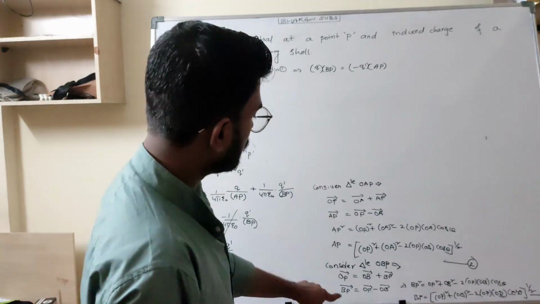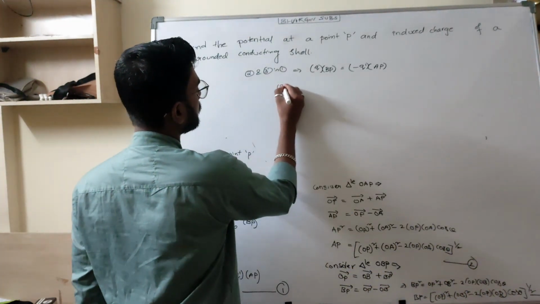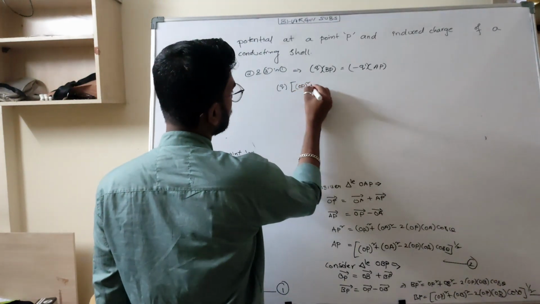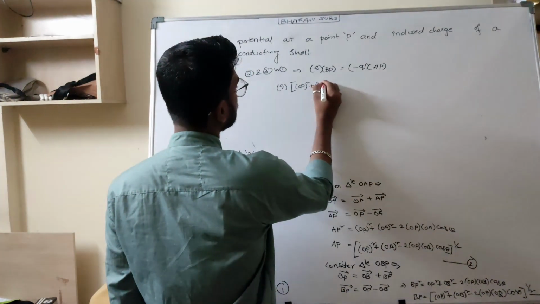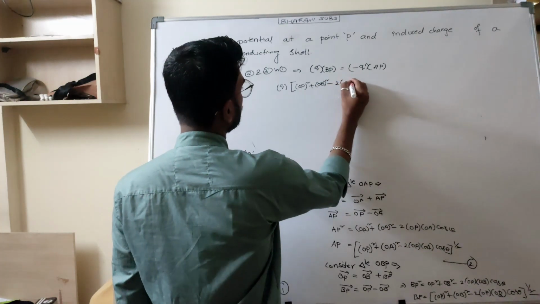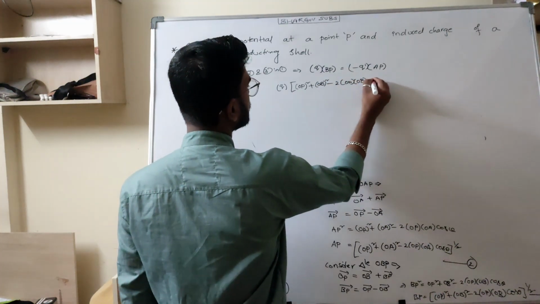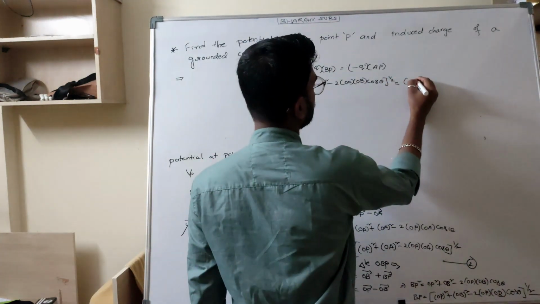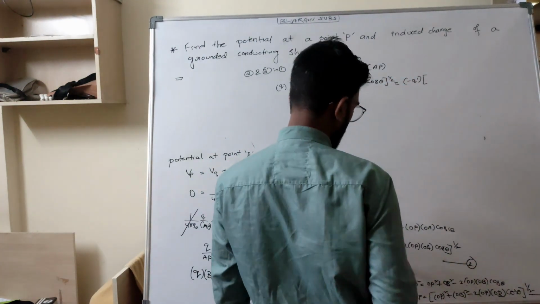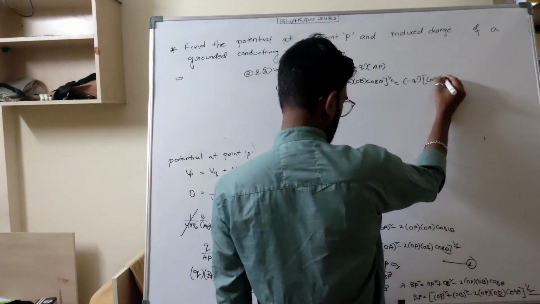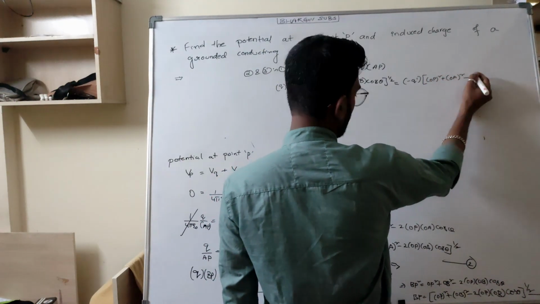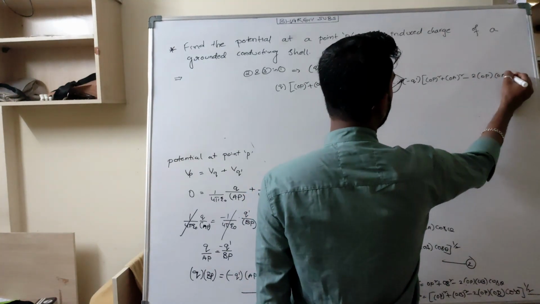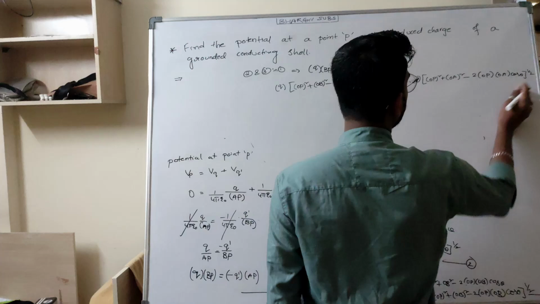So Q into BP. What is BP? Q into BP is OP square plus OB square minus 2 OP OB cos theta, whole to the power 1 by 2. Similarly, minus Q dash into AP, which is OP square plus OA square minus 2 OP OA cos theta, whole to the power 1 by 2.